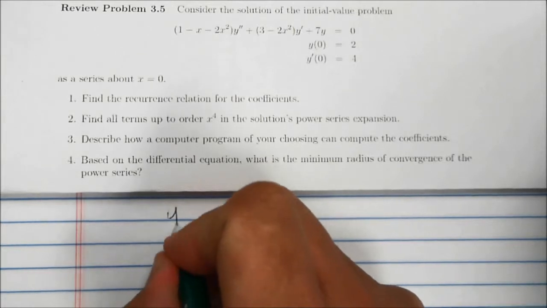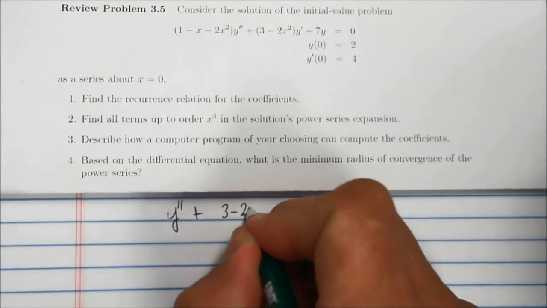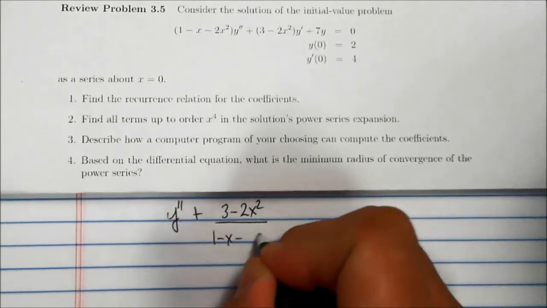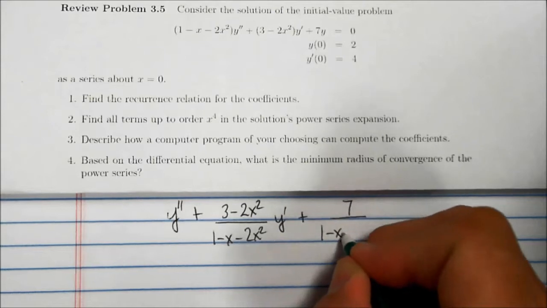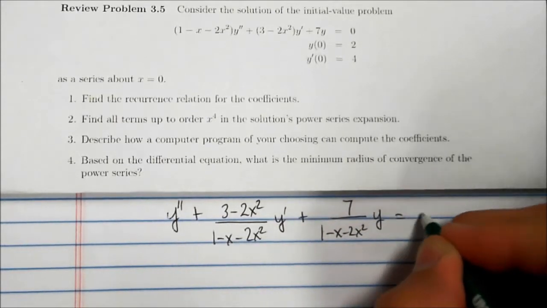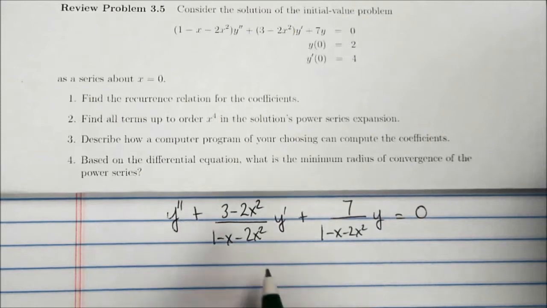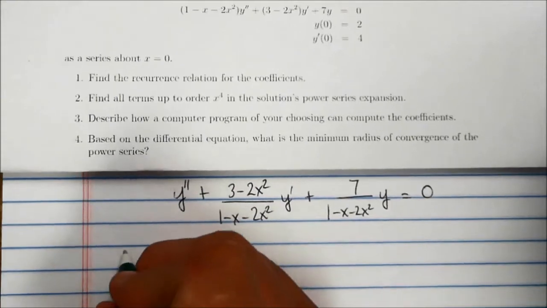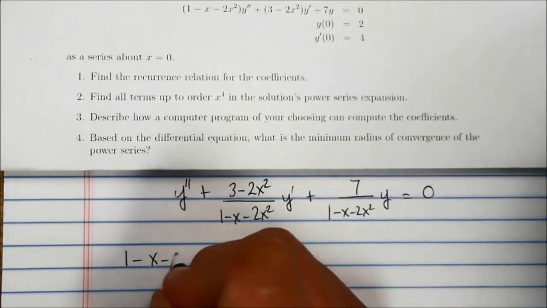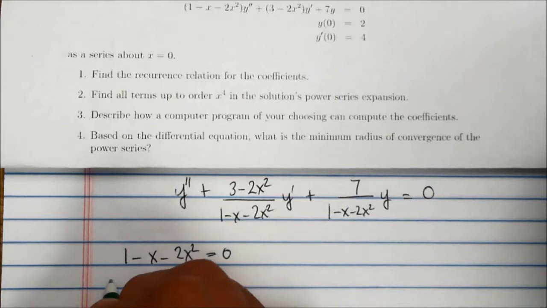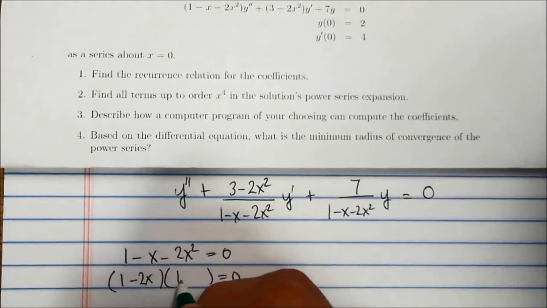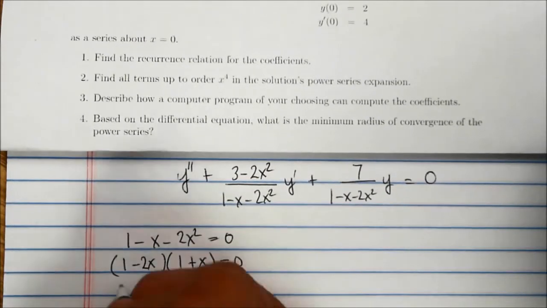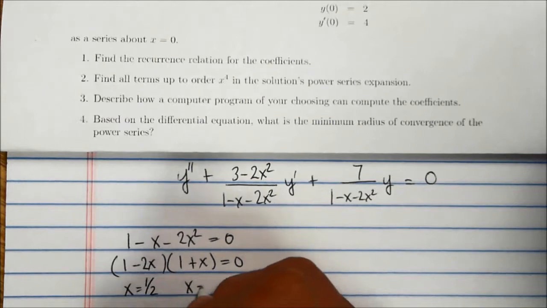So let's write this as y double prime plus (3 minus 2x squared) over (1 minus x minus 2x squared) y prime plus 7 over (1 minus x minus 2x squared) y equals 0. Clearly, we have problems if the denominator for either one of these is equal to 0. So we have singularities at 1 minus x minus 2x squared equals 0. And this factors as (1 minus 2x)(1 plus x). And so we have problems at x equal to a half and also at x equal to minus 1.